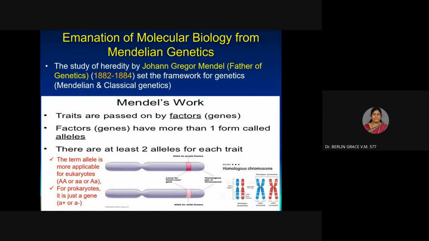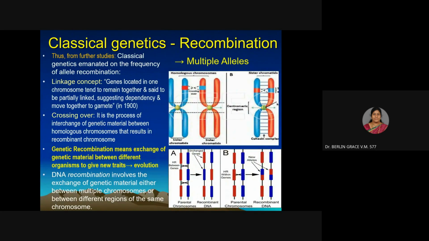How molecular biology emanated from Mendelian genetics. Mendelian genetics dealt with phenotypic expression. It talks about the alleles. Alleles are meant for eukaryotes; for prokaryotes, it is not there. Then deviations found in the Mendelian law gave rise to classical genetics, such as recombination, linkage concept, and crossing over, and these concepts lead to the production of multiple alleles in eukaryotic organisms.